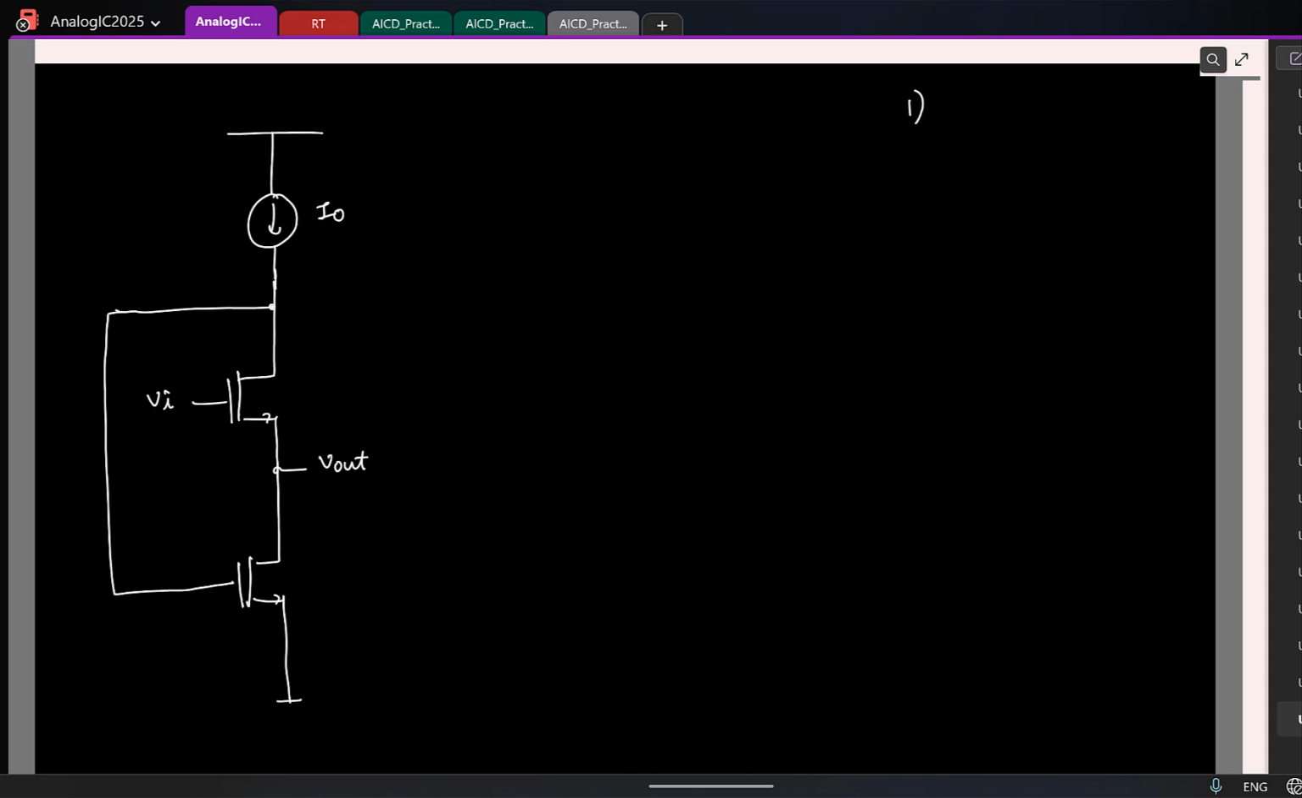The first step is try to get a feel for what the circuit is actually doing. Try to understand the core functionality of the circuit, right? So I will say first you intuit.